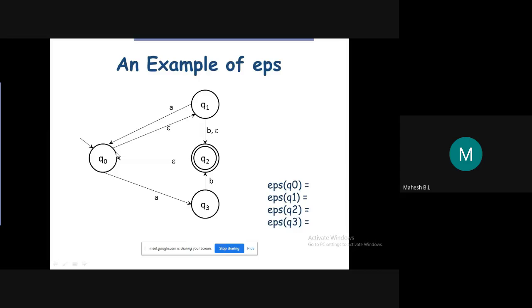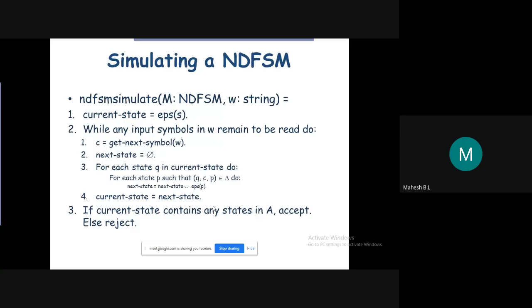So first we computed epsilon of Q naught. Epsilon of Q naught includes Q naught, Q1, Q2. Epsilon of Q1 includes Q1, Q2, Q naught. Then epsilon of Q2 includes Q2, Q naught, Q1. All those which can be reached by epsilon transition. Then epsilon of Q3 is just Q3, because no other state can be reached from Q3 by using epsilon transition. Okay, so this is about epsilon function.